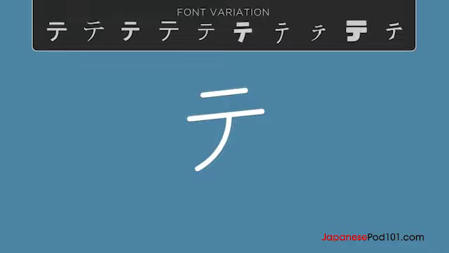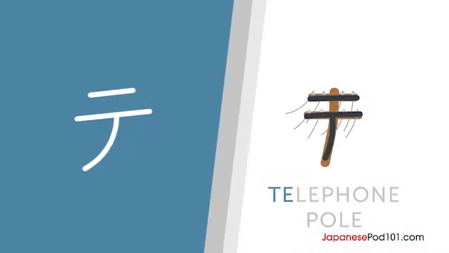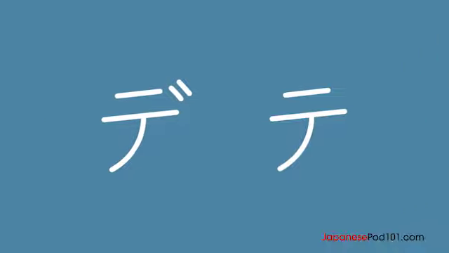Next is the katakana character, te. Katakana te looks like a telephone pole bent at an angle. Let's modify te with a dakuten. It is now pronounced as de. Te, de, te, de.